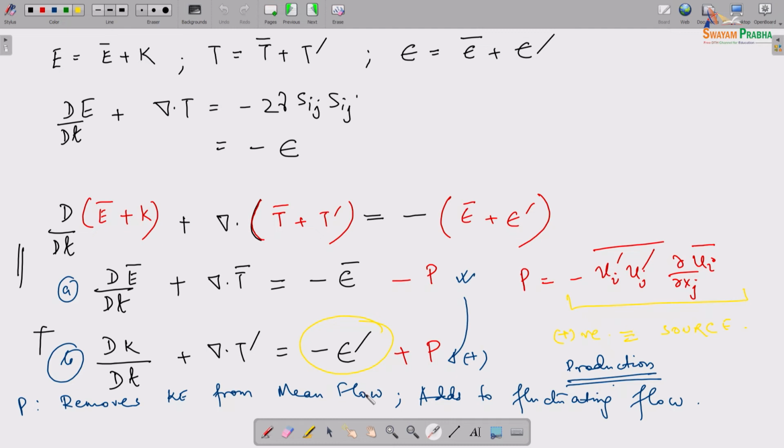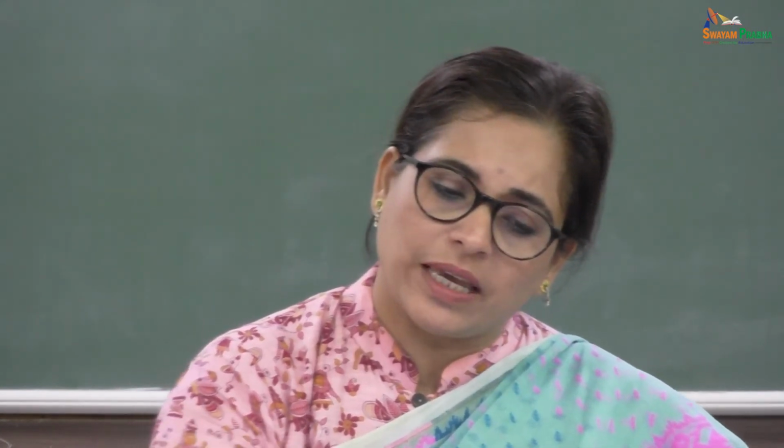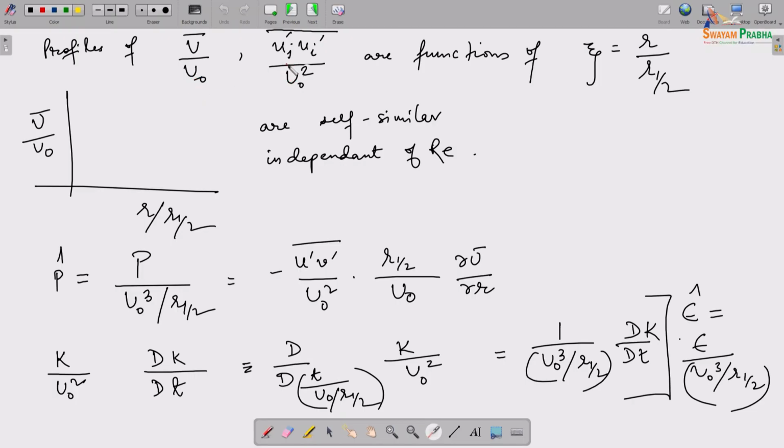So self-similarity is something that goes right back to Prandtl's boundary layer theory in 1903. So we've been using this, and it was used for turbulent studies as well. We've talked about this earlier. So these are functions basically. If they scale with r by r half, they're self-similar, they're independent. Okay, we did the same thing with the production.